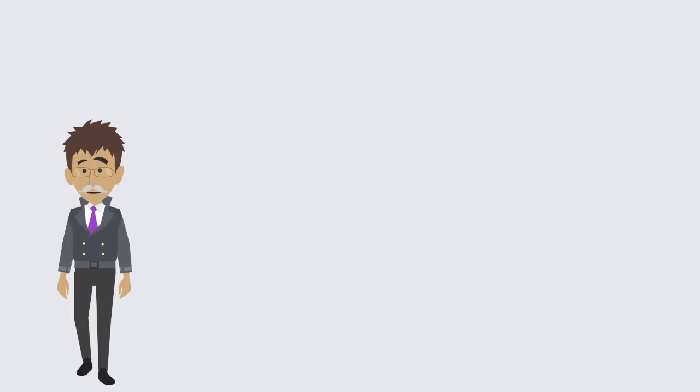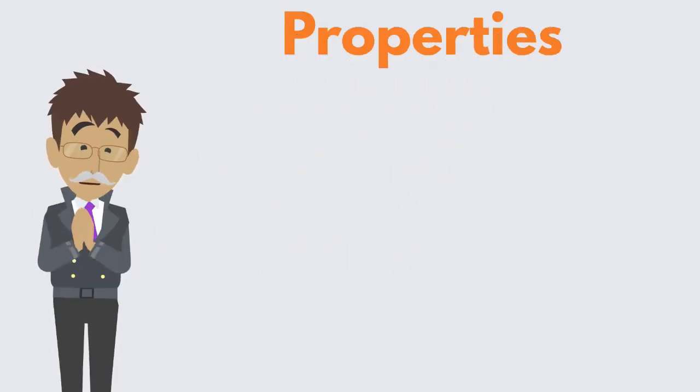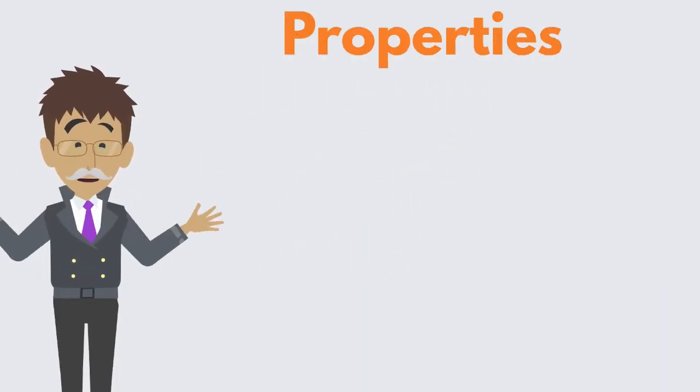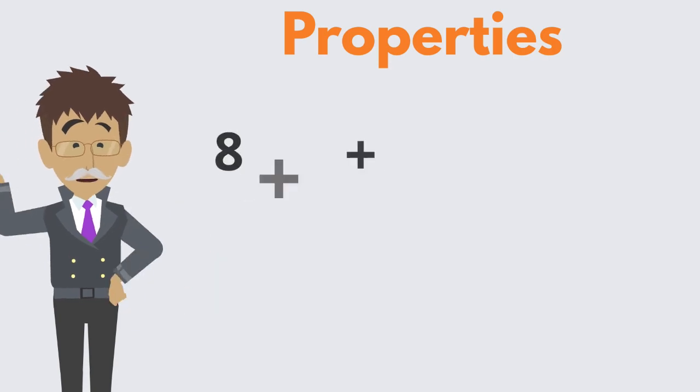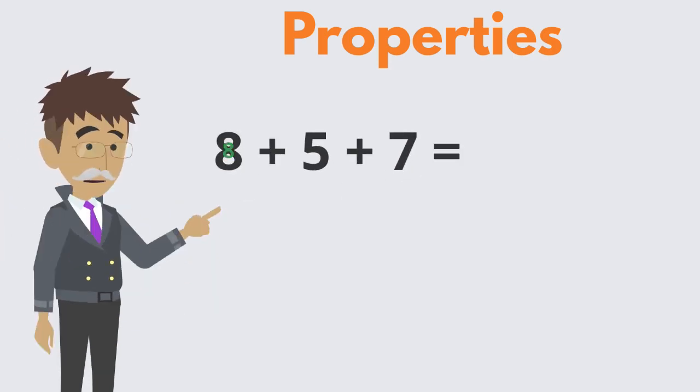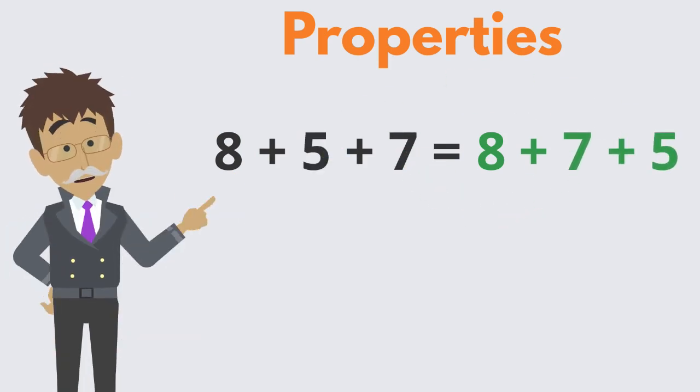Next, let's talk about the properties of operations, which is a fancy way of saying that certain math operations allow us to do special things. One property is that numbers can be added in any order without changing the result. But there are lots of properties that you will learn about.